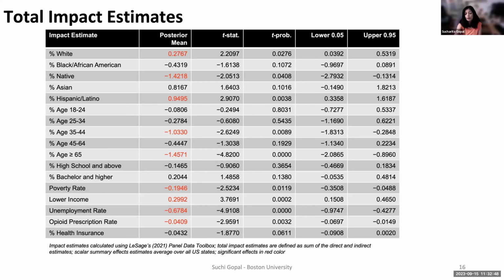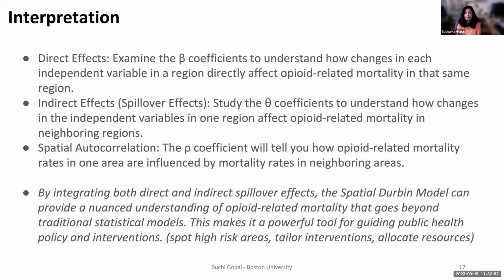And I'll talk a bit more about this because this is important in terms of explanation. So what am I trying to do? I'm looking at direct effects, which means I'm looking at what are the changes in the independent variable, which is my mortality, that is directly being impacted in that particular region. And what is the nature of this spillover effect?